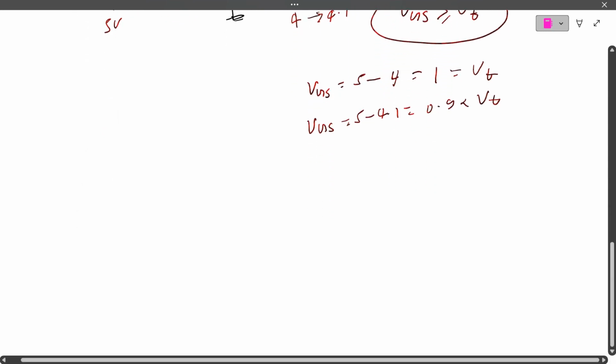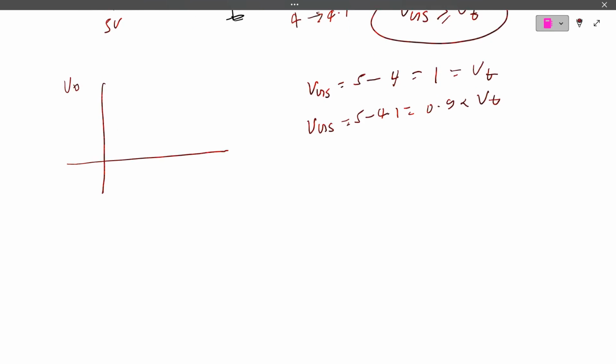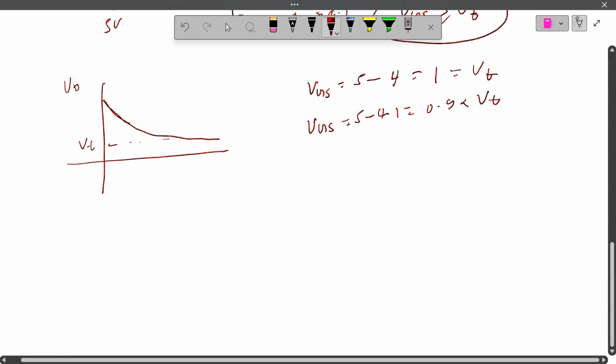Let's see what its graph looks like. Whatever the input of 5 volts, the output goes only up to the VT drop. When it reaches that point, it stops. We cannot define it like this. Just wait. This is not a good way to define how much it will charge.